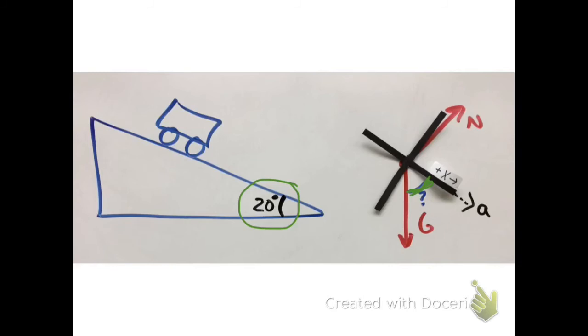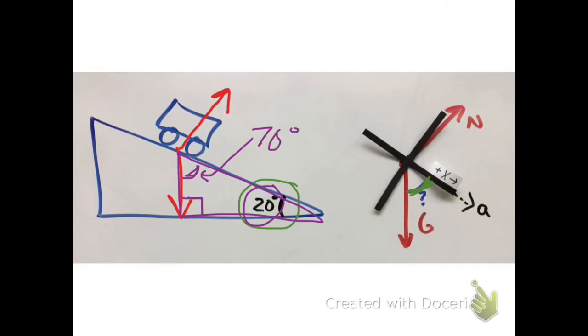Well, to do that, let's look back over here. So there's our gravity force, there's our normal force. Notice that what we have here is a right triangle, and this angle would be 90 down here. So that means this angle up here is the complement of 20 degrees, or that would be 70 degrees, which is also the angle that we have between gravity and positive x on our free body diagram.